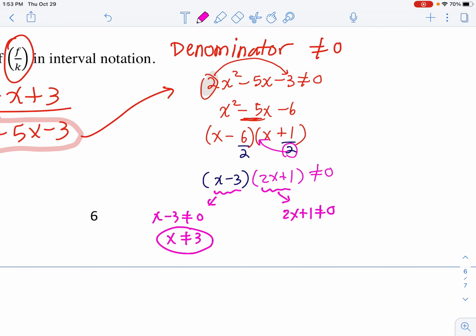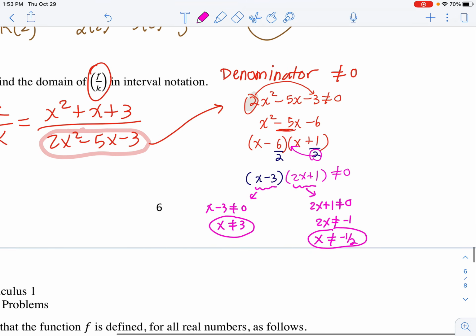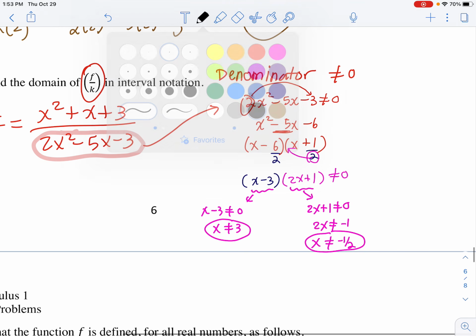Let's do this one. 2x plus 1 cannot be equal to 0. Subtract 1 from both sides, I get 2x cannot be equal to negative 1. If you divide both sides by 2, you will get that x can't be equal to negative half. Now they're asking you for the domain, so I will go ahead and write the domain in interval notation.